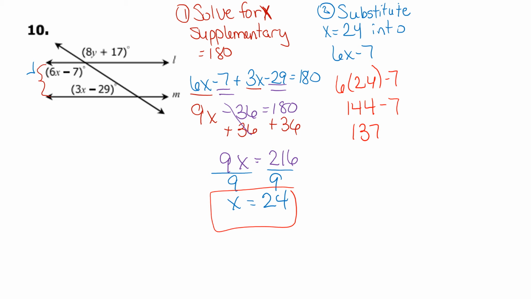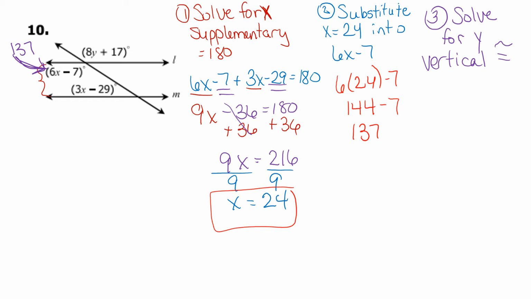I'm going to take those off. So I know the measurement here is 137. So my final step on this one is to solve for y. And we know we can do that because we have vertical angles. And we know those are congruent. So I can take the 8y plus 17 and set it equal to the 137 and solve for that y.